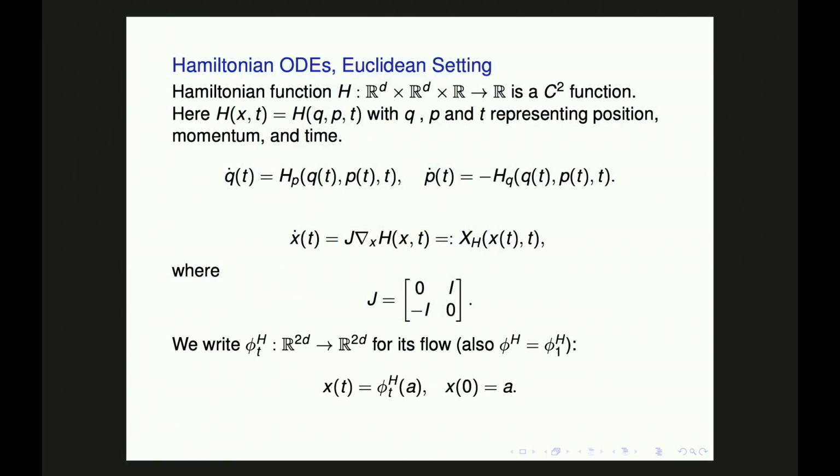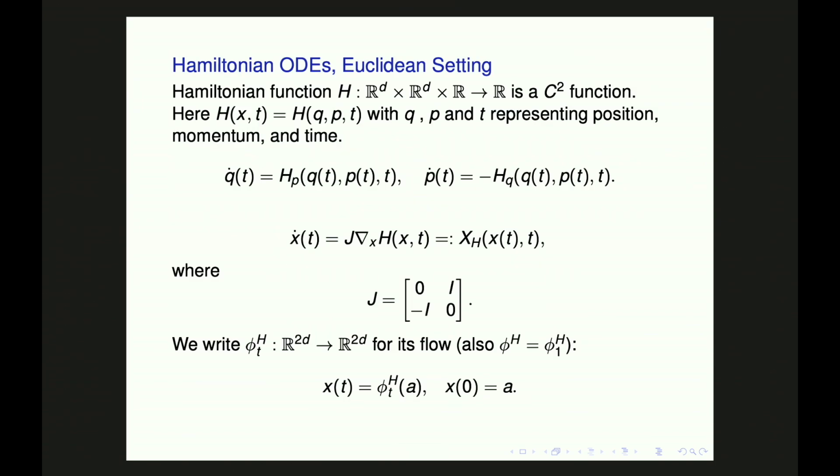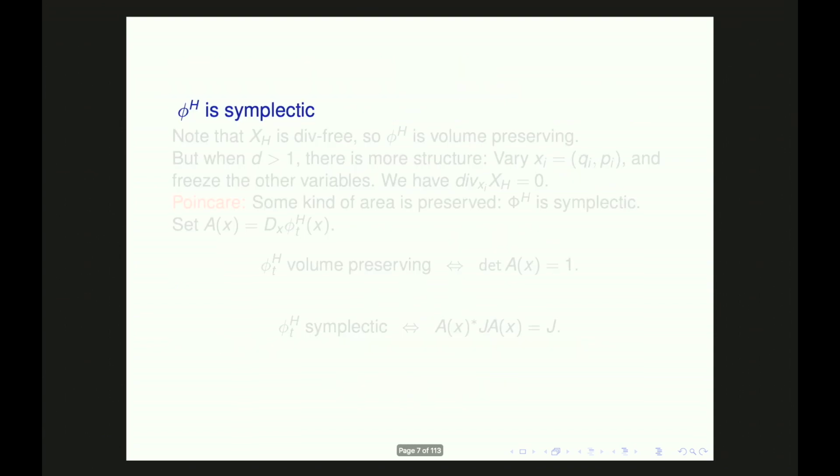And let me write phi_H^t for the flow of this vector field. This represents the solution of this ODE, displaying the dependence of the solution on the initial data. So if the initial data is a, then phi_H^t(a) is that solution. And what is important is that this function phi, the flow, turns out to be a symplectic map, and that would be very fundamental. What symplectic means.